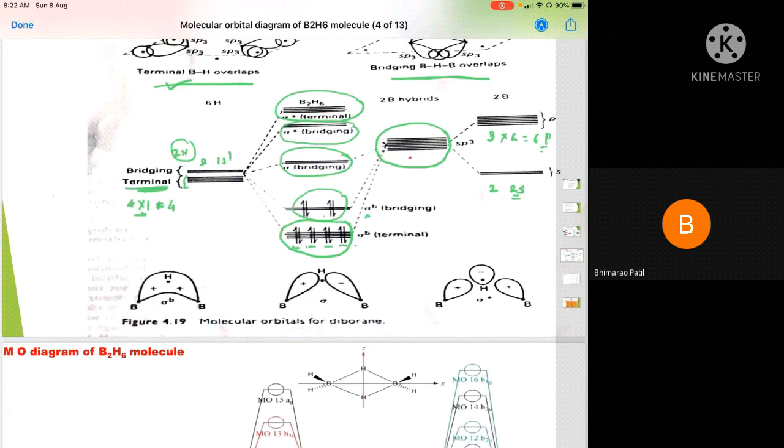Yes, in this way you see how the bridging sigma bond is formed by overlapping of two sp3 hybrid orbitals of the two boron atoms combined with the 1s atomic orbital of the hydrogen atom.